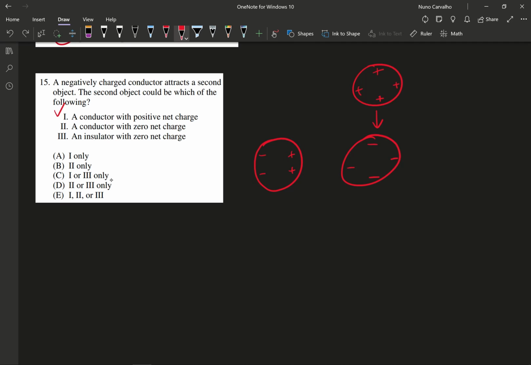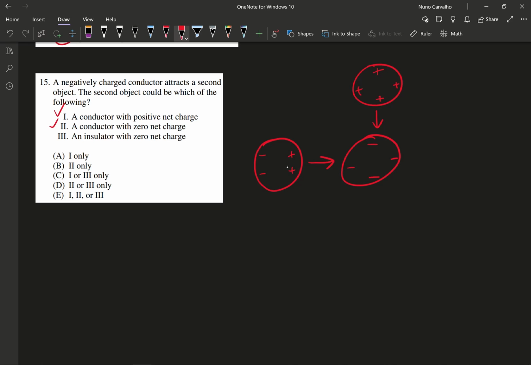And what would happen is that there would be a net attractive force, because the forces scale with the distance, and since the positive charges are closer to the conductor than the negative charges are far away, there actually will be a net attractive force. Okay, so 2 is also correct.